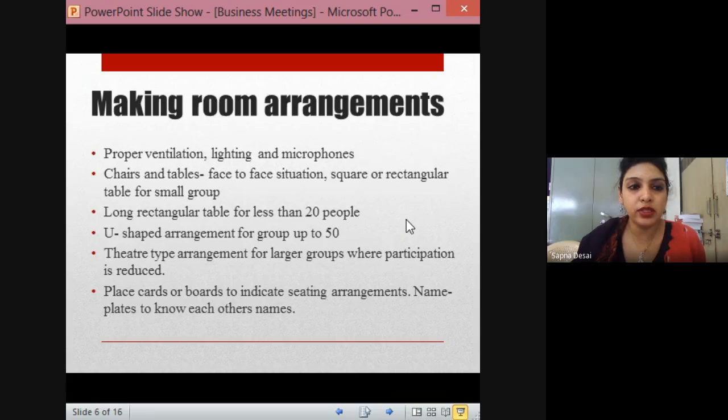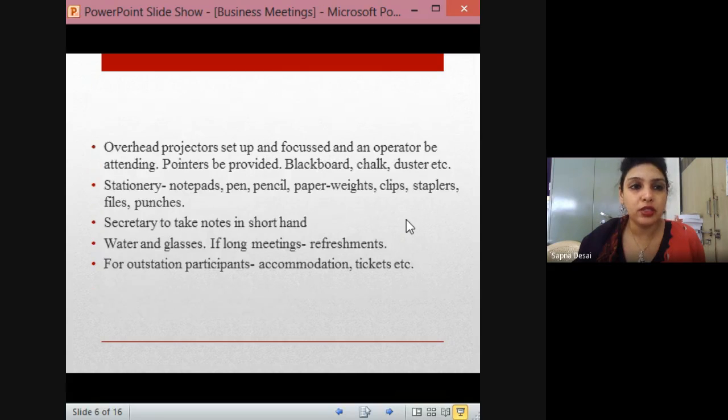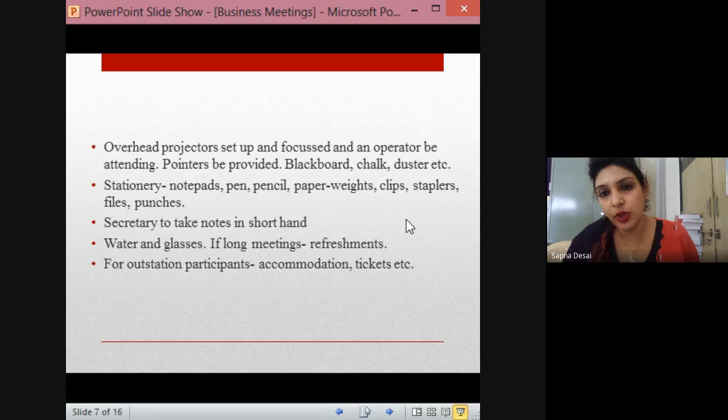So chair, table, sitting arrangement, and name plates all depend upon how many people are participating and what kind of meeting it is. But this is, I think, common in all meetings. For example, overhead projectors: when there has to be a presentation, and most business meetings will have a presentation, we should have a projector arrangement, or a board where the PowerPoint slides, or whatever professional slides the people have prepared, can be shown, right?